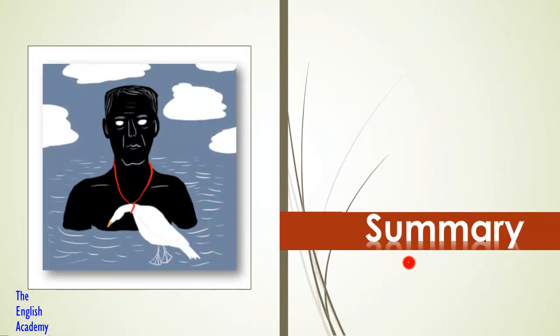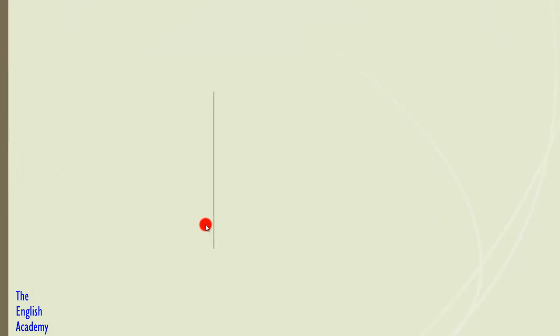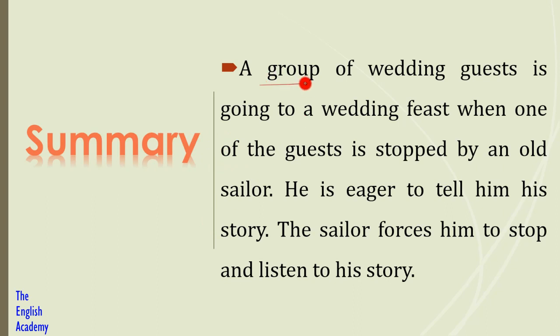Now let us see the summary of this poem. A group of wedding guests is going to a wedding feast when one of the guests is stopped by an old sailor. So how does this poem begin?